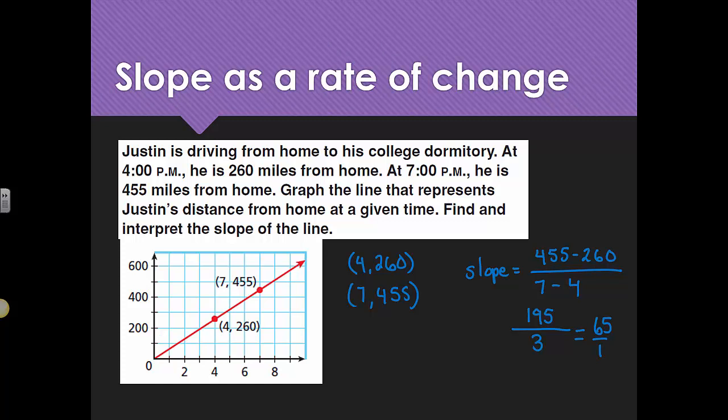Now, what does that mean in terms of this problem? Well, the y values we were measuring on the side were miles. And the x values we were measuring across the bottom were hours. So if on the top was my change in y, that was in miles, and on the bottom was my change in time, that was in hours, that means that Justin was traveling at a rate of 65 miles per hour. So we have found and interpreted the slope.